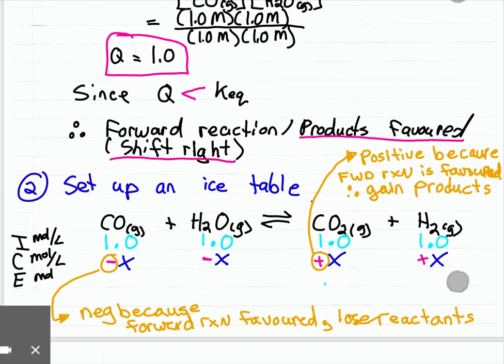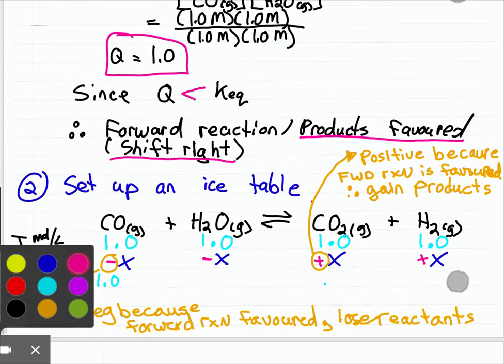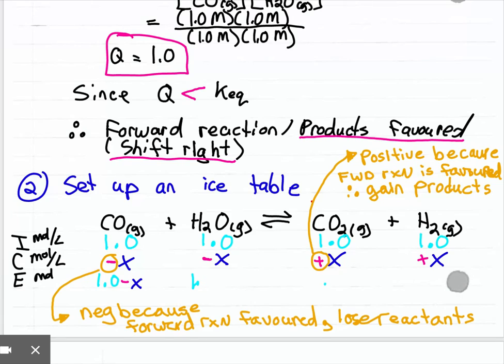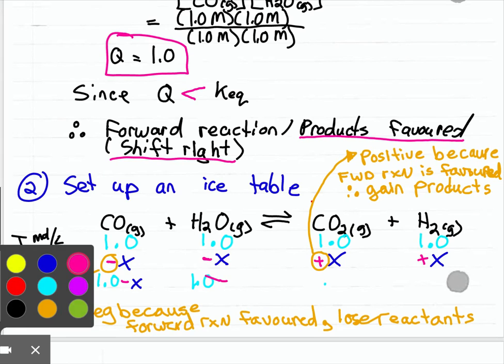You know what to do now, because the concentration at equilibrium is what we start with plus our change. So our carbon monoxide and our water are both 1.0, subtract our X, and our products are going to be 1.0 plus our X.